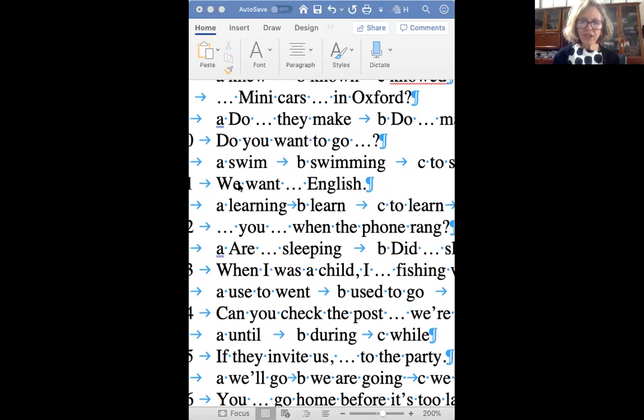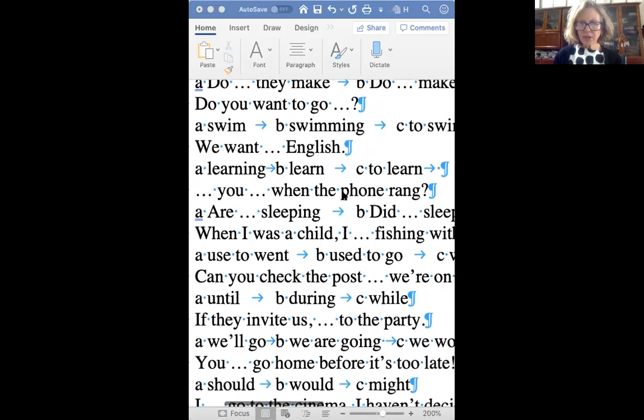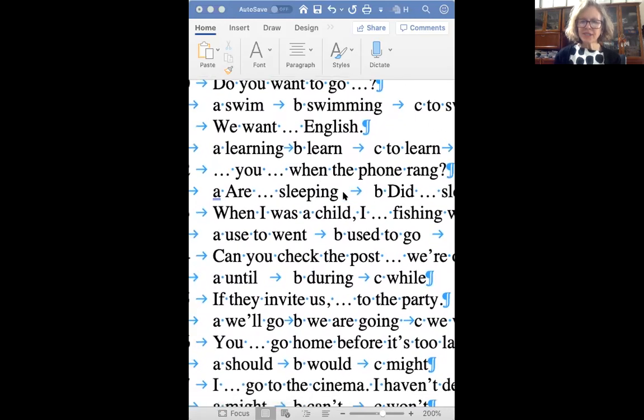Okay, let's see. We'll go for Zona. So we want English. So remember we just talked about want. It's the infinitive, right? So Zona, to learn? Yes, correct. To learn English. Rebecca, again. So when the phone rang. So this is the past continuous.